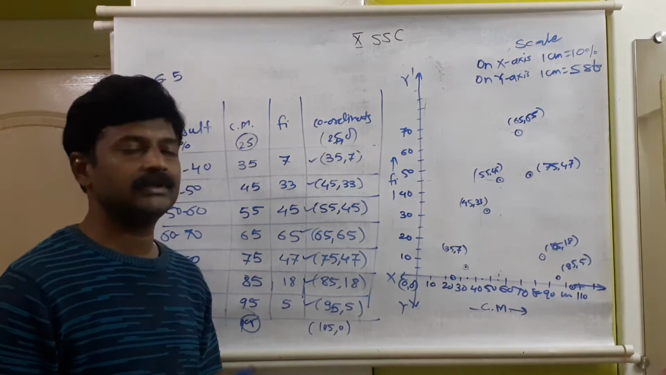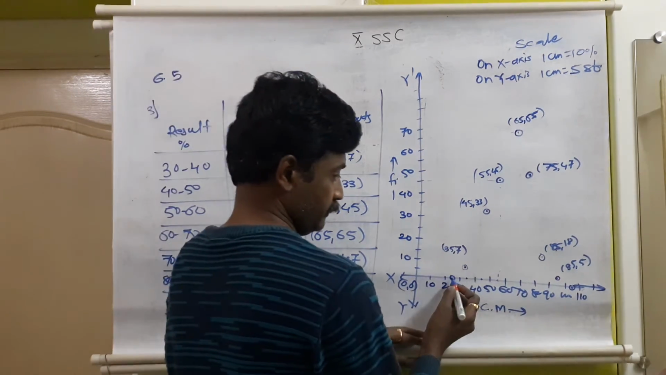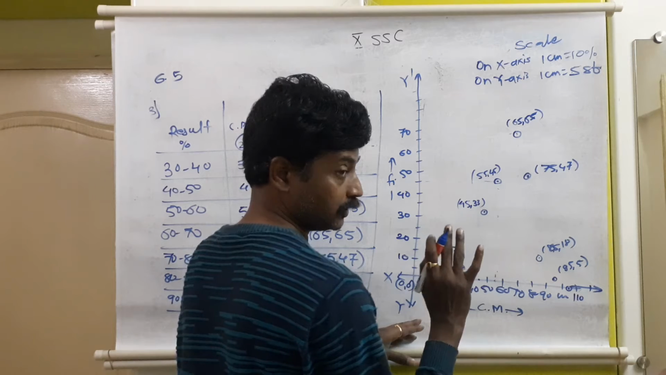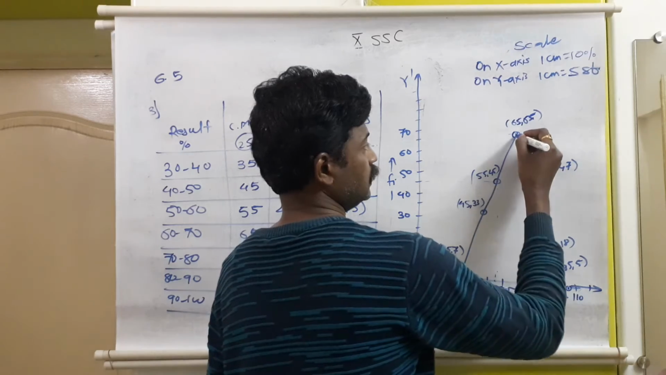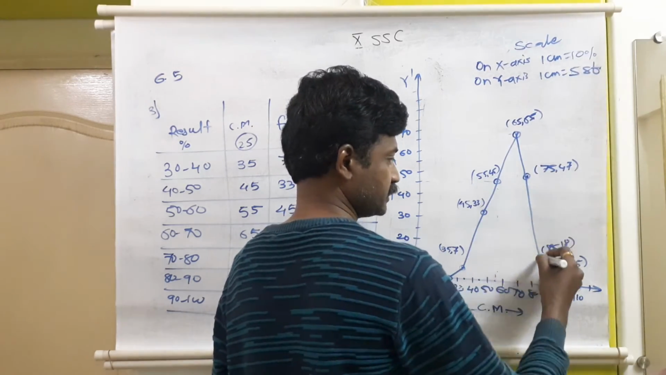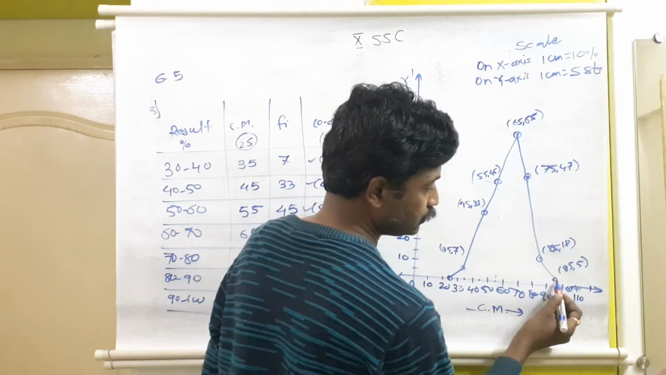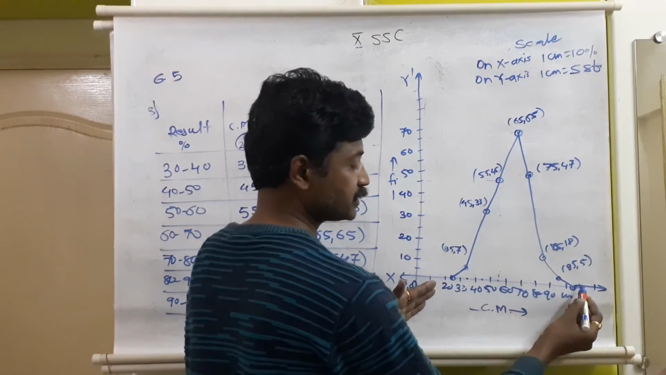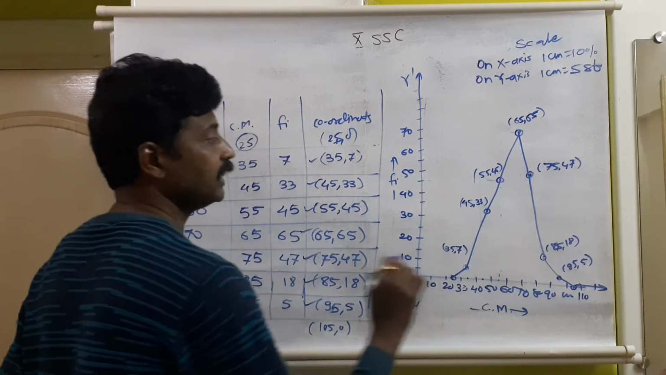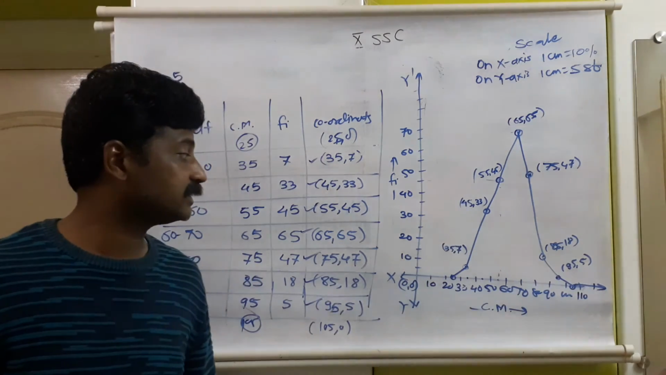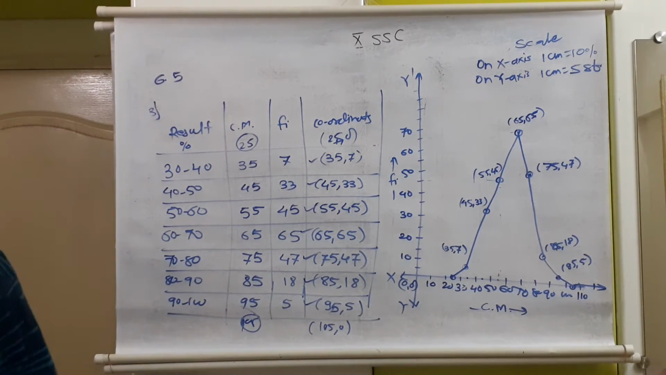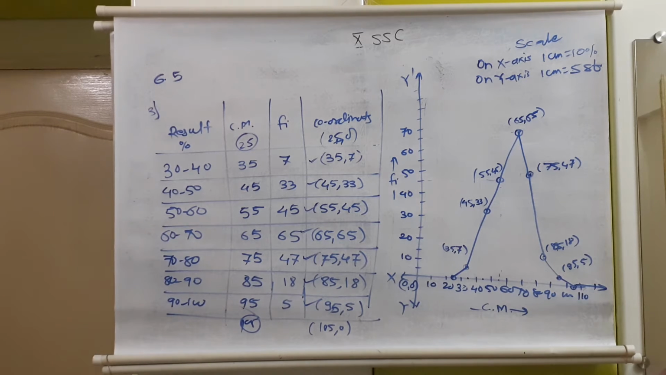Now we have to join them with the help of a scale and pencil, not freehand. The first and second point, then the next two, then the next two, then the next successive two points. See, we closed it. It should touch the x-axis where we are closing, so it is closed at both ends, the starting end and the ending end. In this way a frequency polygon can be drawn, and this method is known as without using a histogram.